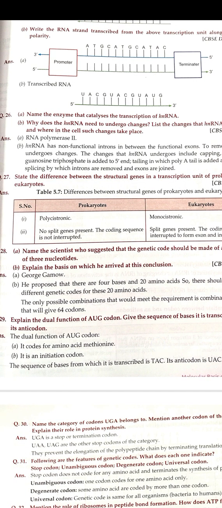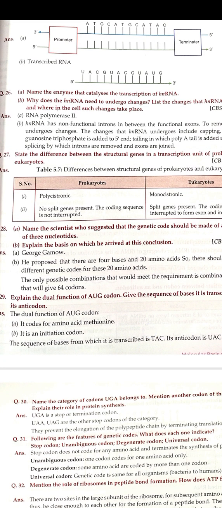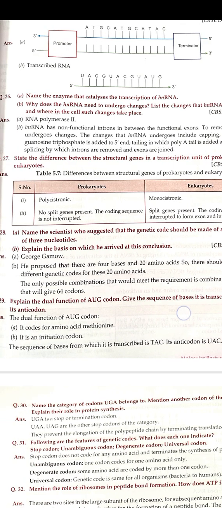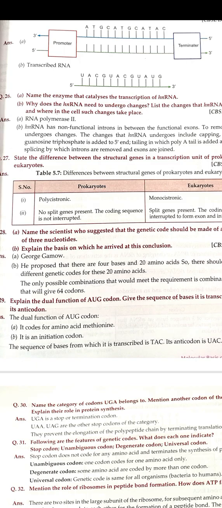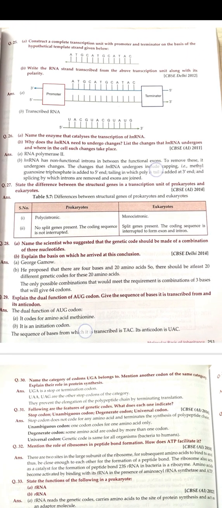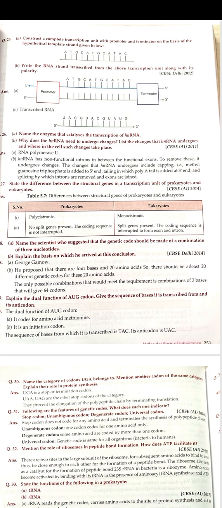So now coming to the next question, number 27: state the difference between the structural genes in a transcription unit of prokaryotes and eukaryotes. You see here, difference between prokaryotic and eukaryotic. This question was also asked in CBSE 2014.